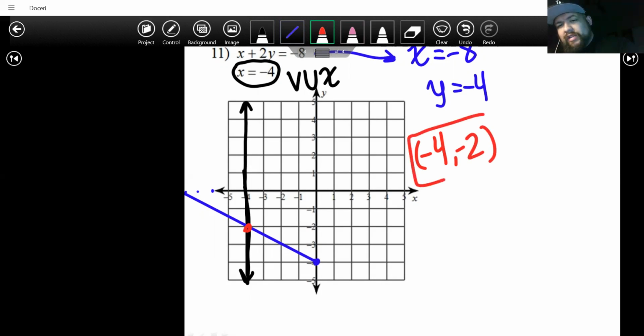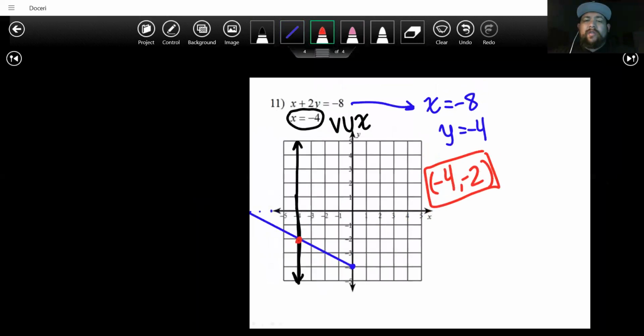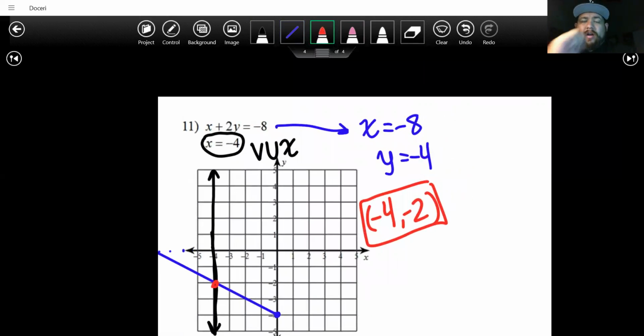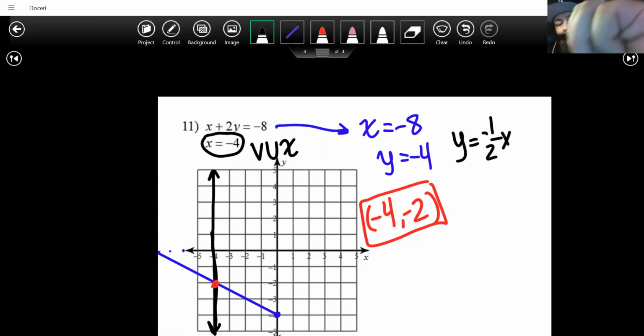Again, this one was a standard form equation with a horizontal or vertical line intertwined. Use the cover-up method, use the solving for y if you need to. I'll give you the y equations. This will be method number 2. This will be y is equal to -1/2 x minus 4.